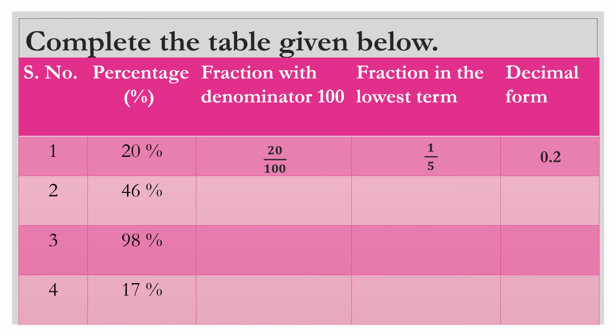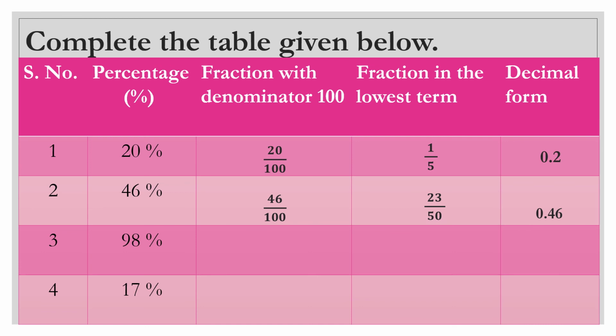Question number 2. 46%. First, write it in fraction form. That is 46 upon 100. Then, convert 46 upon 100 in the lowest term. So simplify. See, 46 and 100 both are divisible by the same number 2. So divide. If we divide 46 and 100 by 2, we get 23 upon 50. Now, in the next column, we have to write 46 upon 100 in the decimal form. And we know that if we divide any number by 100, the decimal point shifts 2 places to the left. So the answer is 0.46.